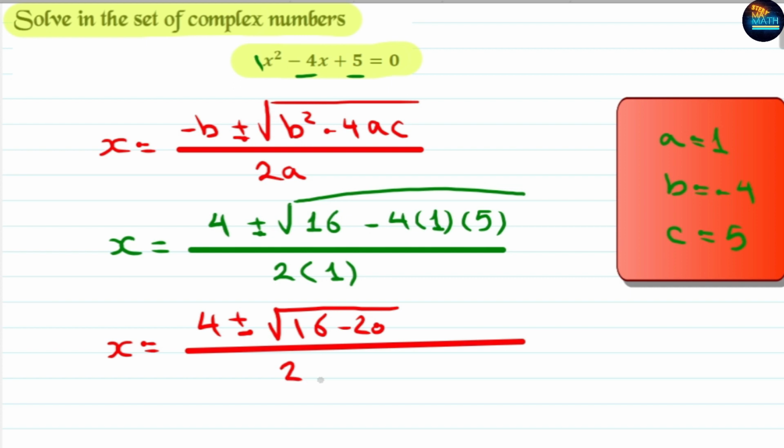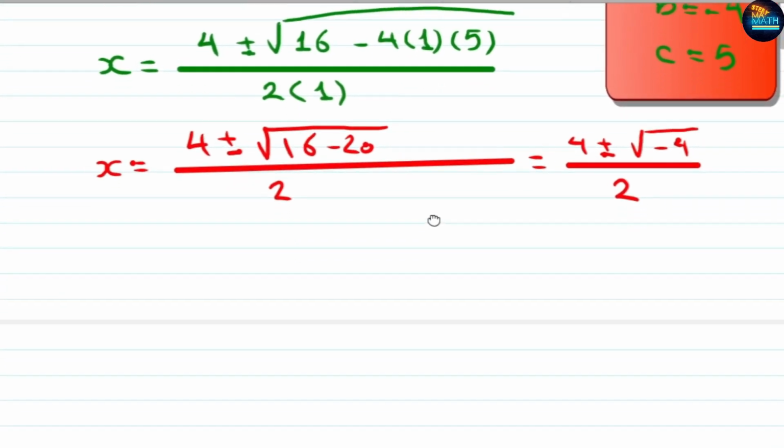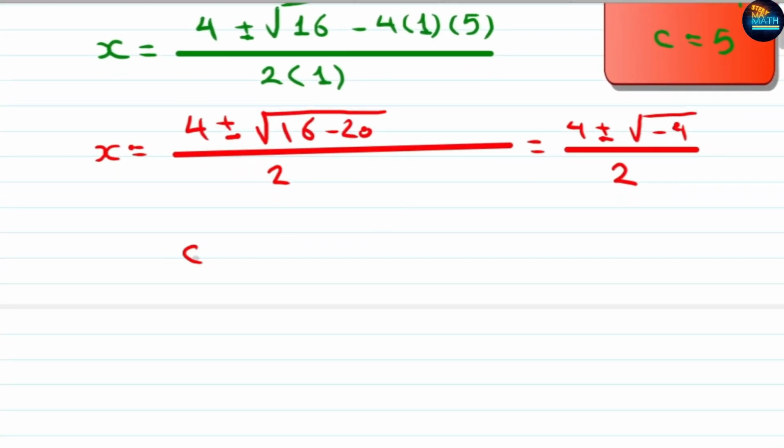So it's equal to 4 plus or minus the square root of 16 minus 20, which is negative 4, divided by 2. Now, what is the answer to the square root of negative 4? You remember, you have a negative underneath the square root. That means the answer will have i.